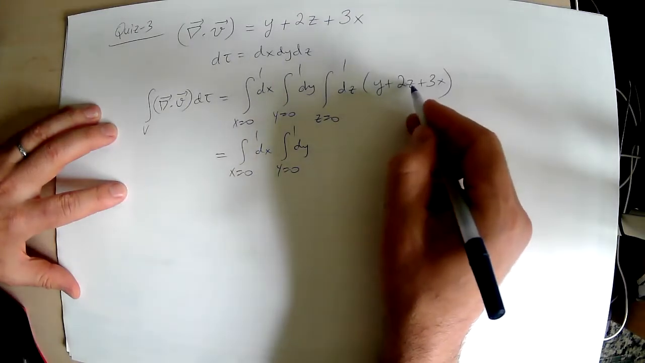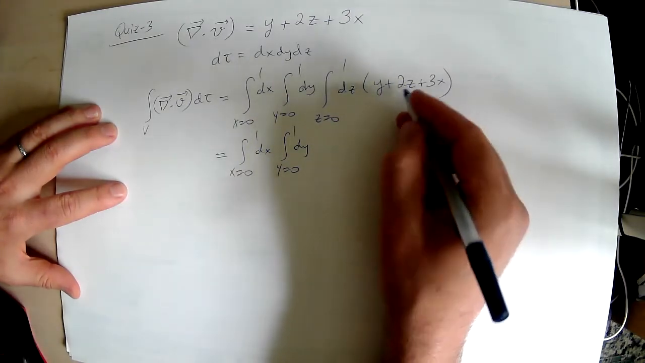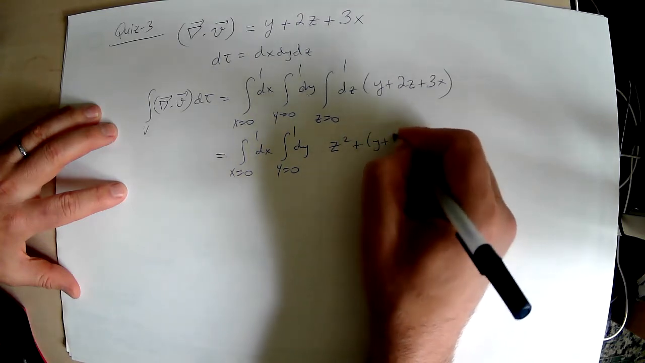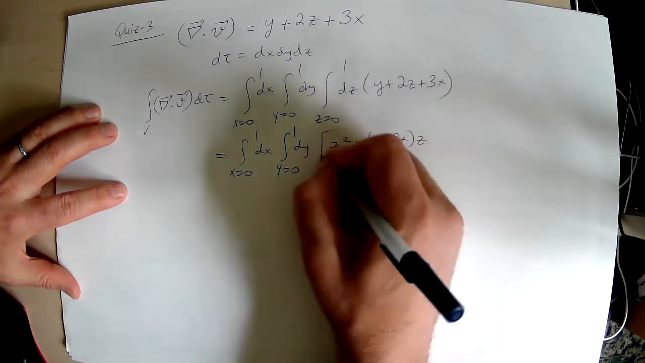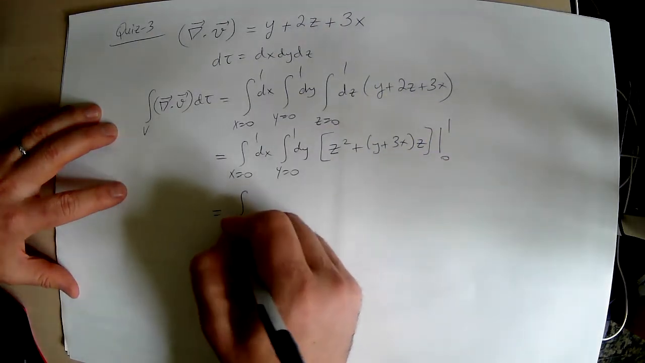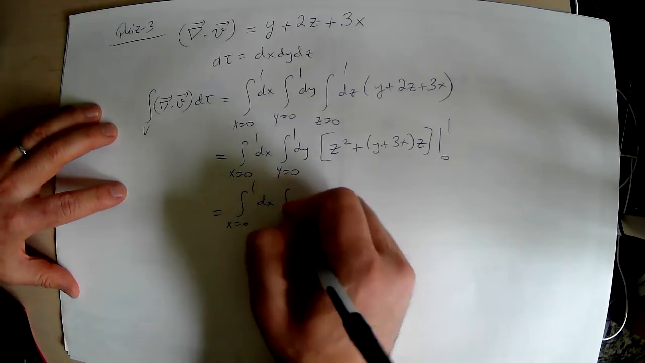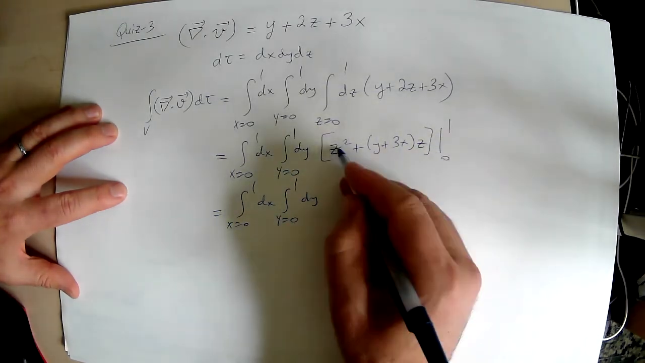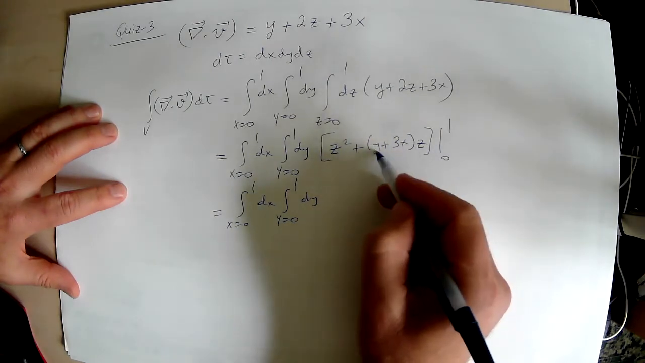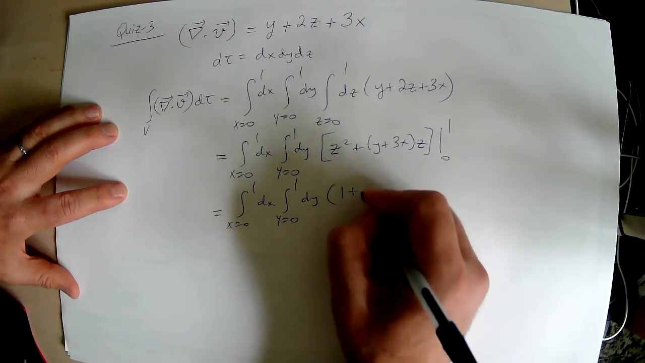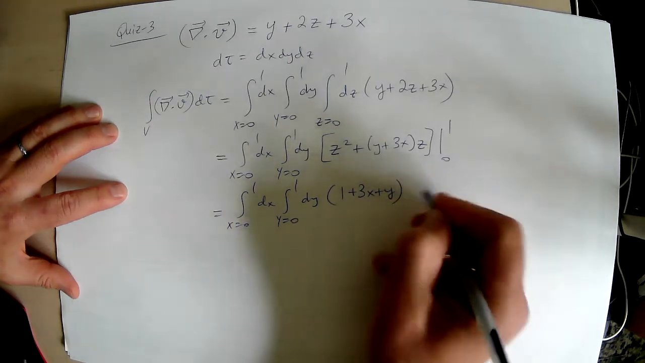All right, this is 2z, z squared over 2, 2's cancelled, that's going to be z squared. The rest is like constants, y plus 3x z, evaluated 0 to 1. It's going to give me x 0 to 1 dx, y 0 to 1 dy of, this is 1 plus y plus 3x. Okay, 1 plus 3x plus y.